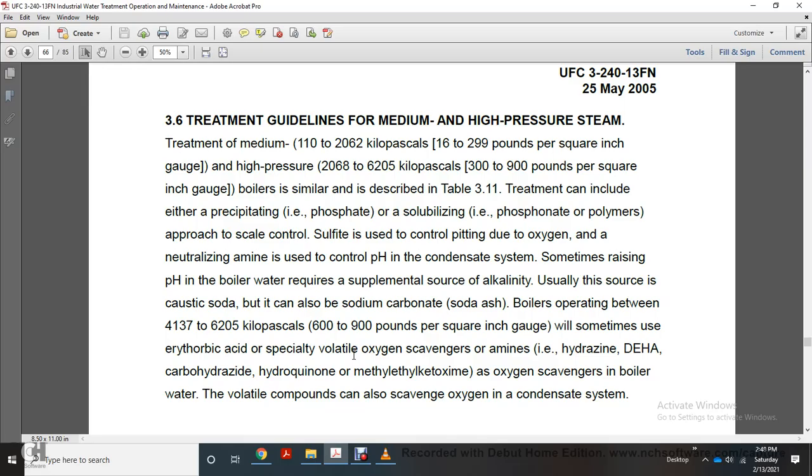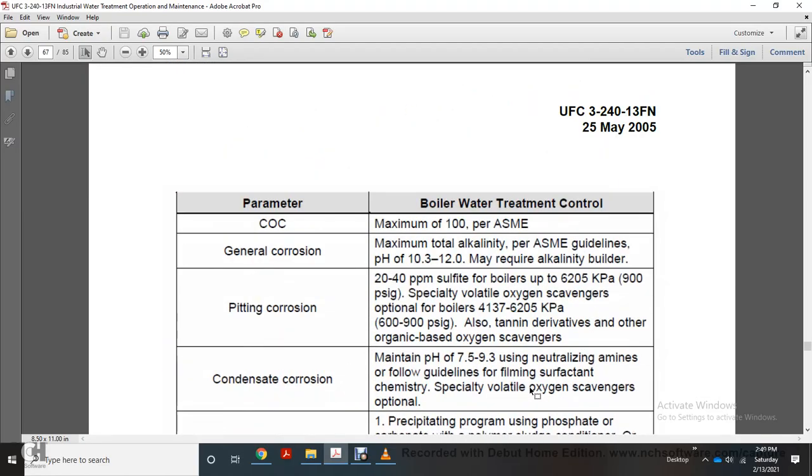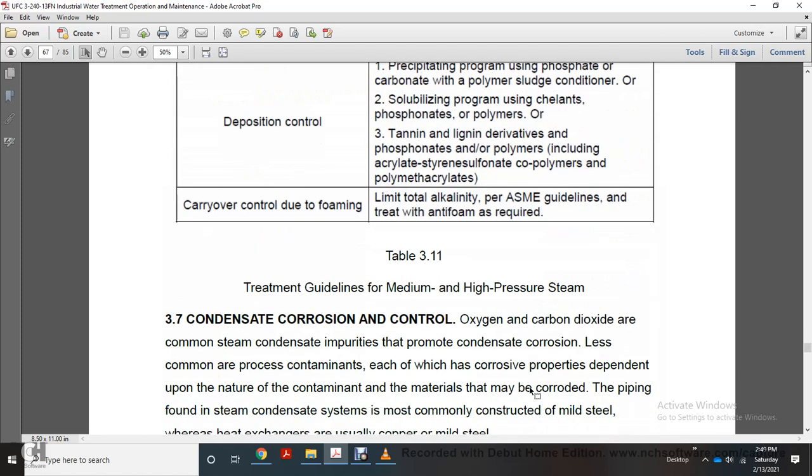Sometimes the pH of the boiler water requires a supplemental source of alkalinity, usually caustic soda, or sodium carbonate, soda ash. Boilers operating between 600 and 900 pounds per square inch will sometimes use erythorbic acid, special volatile oxygen scavengers, or amines. Oxygen scavengers in the boiler water and volatile compounds all scavenge oxygen in the condensate system. So these are the parameters in boiler water treatment control.